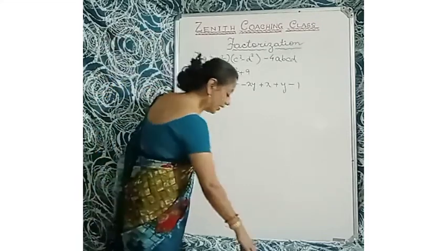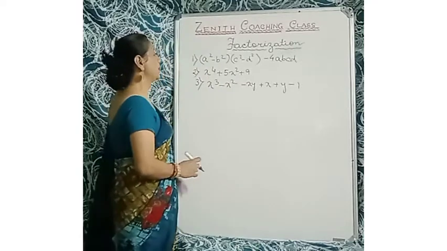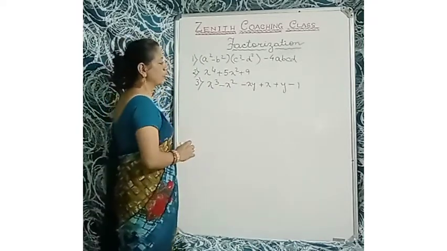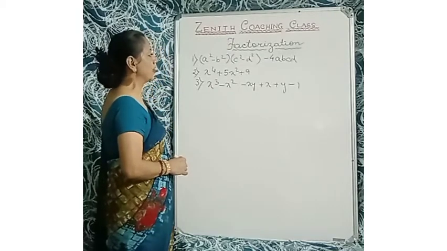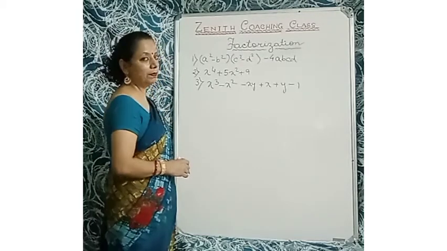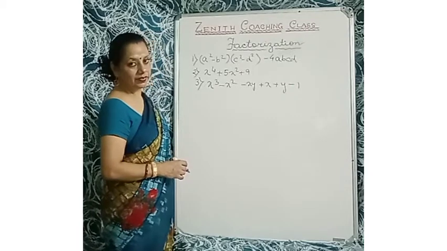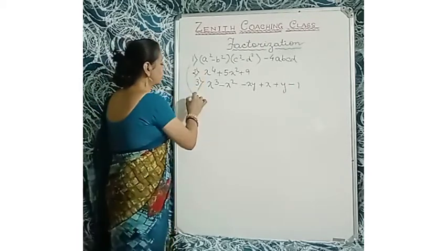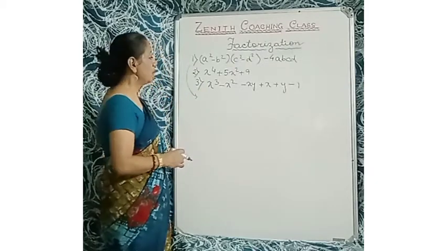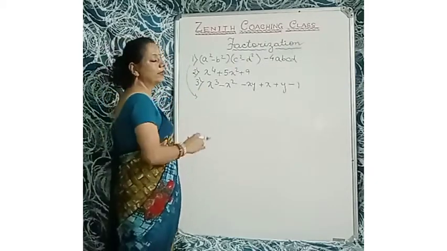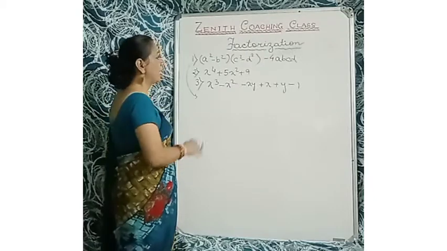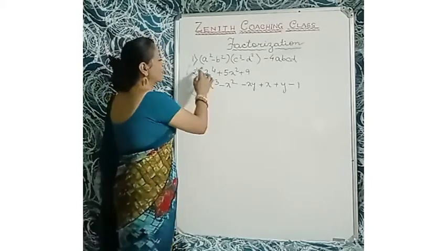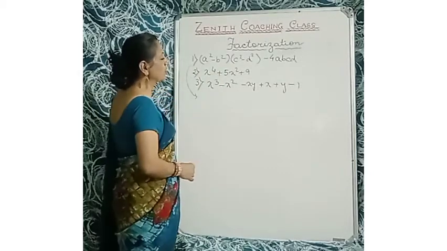Okay, next, the first sum is you have to factorize: a square minus b square multiplied by c square minus d square minus 4abcd. तो कैसे किया जाए? First, I am not copying the sum repeatedly. You have to copy the sum first, then you will solve the question. So a square minus b square multiplied by c square minus d square.